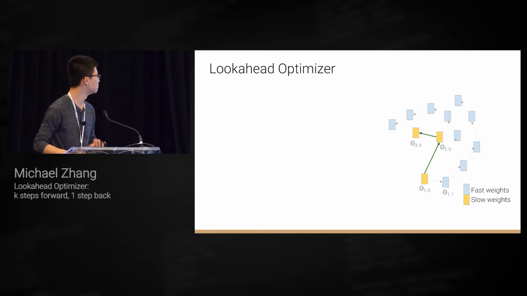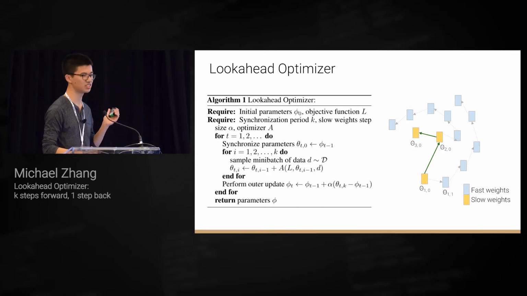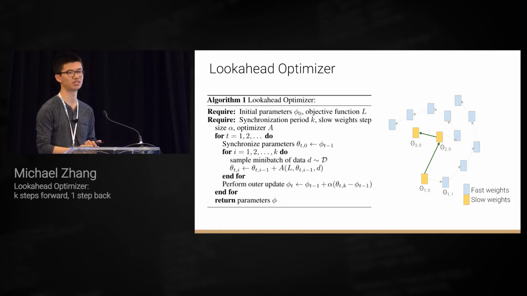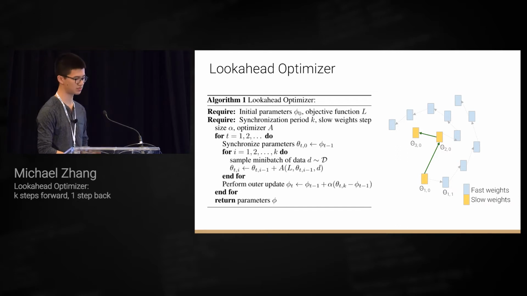So you can add notation based on which inner and outer iteration you are in, and we can also write this out more formally in pseudocode. So I guess the key thing here is, in addition to the standard optimization algorithm, we are also introducing 2 additional parameters: k, which is the number of look-ahead steps you take, and alpha, which is how much you interpolate in parameter space.